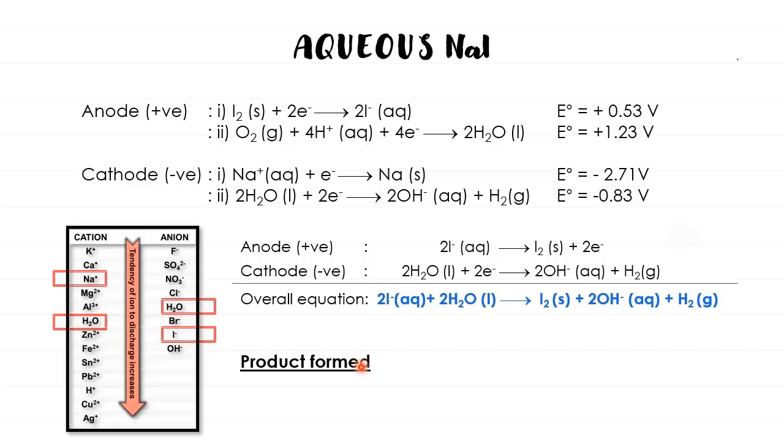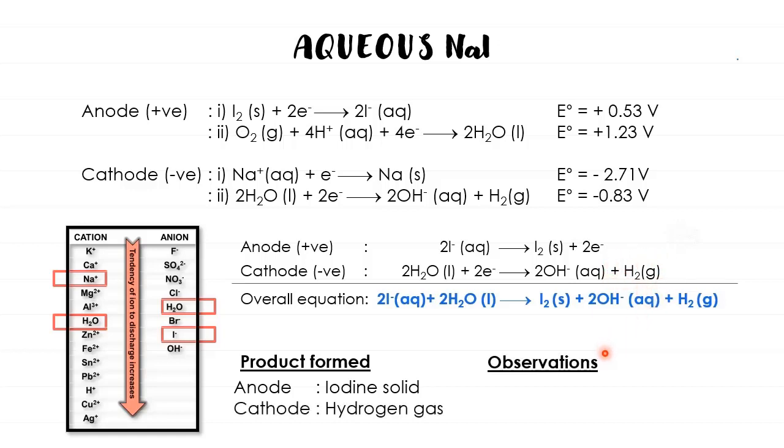As for product to be formed, we could conclude that anode will form iodine solid, while cathode will form hydrogen gas. The question might also ask about the observations, but usually they will focus on what can be observed on the electrode. So we could say the purple-black solid deposited on the anode, while bubbling of gas at the cathode.